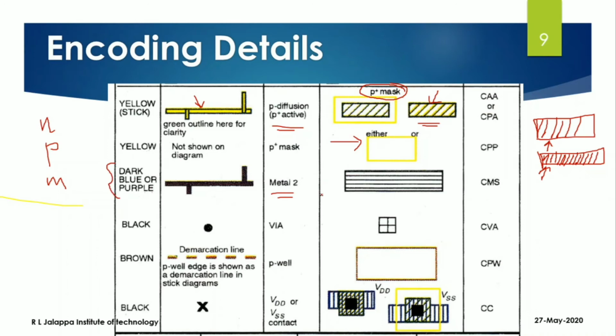So how do you pattern it? Like how do you differentiate it? By drawing a rectangle filled with horizontal lines. This is the representation of metal 2.